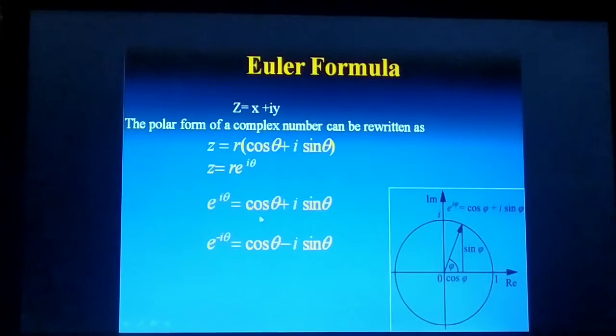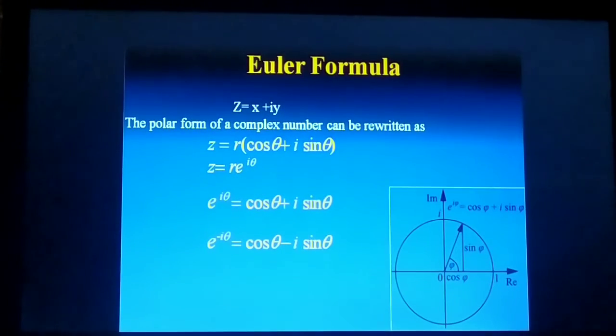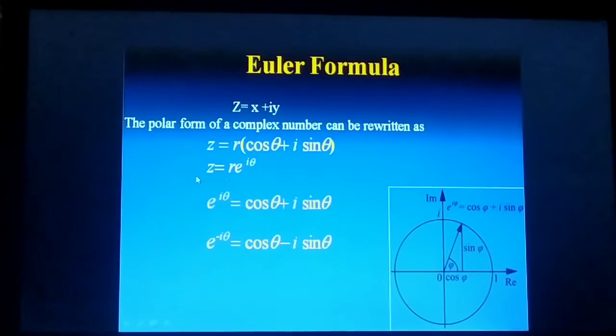E raised to i theta is cos theta plus i sin theta. E raised to minus i theta is cos theta minus i sin theta. It is called the exponential form. Z is equal to r e raised to i theta is called the exponential form of a complex number. And z is equal to x plus iy is called the Cartesian form of a complex number. Z is equal to r cos theta plus i sin theta is called the polar form of a complex number, and z is equal to r e raised to i theta is called the exponential form of a complex number.